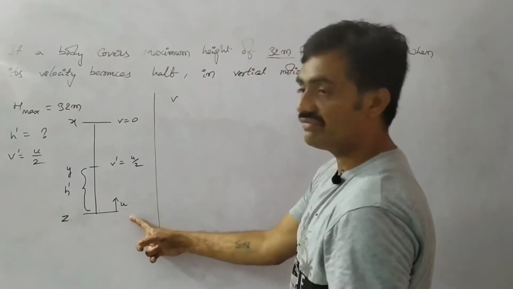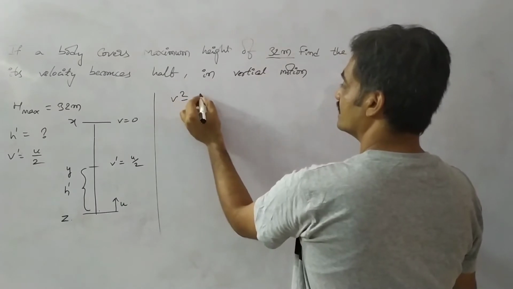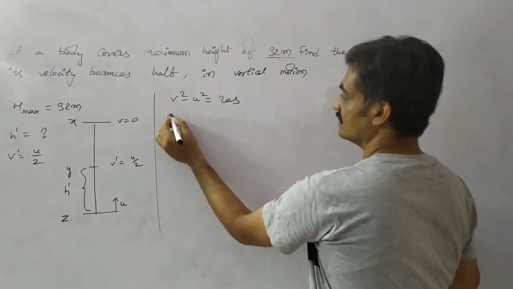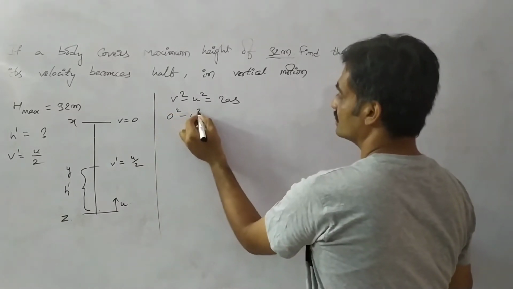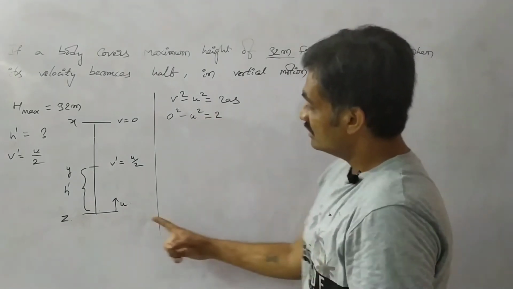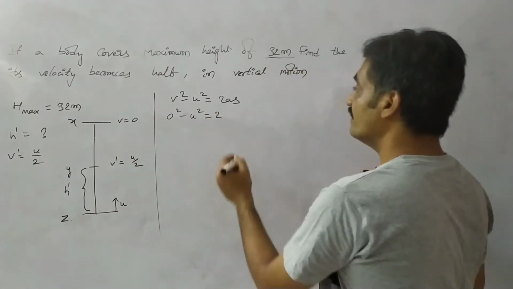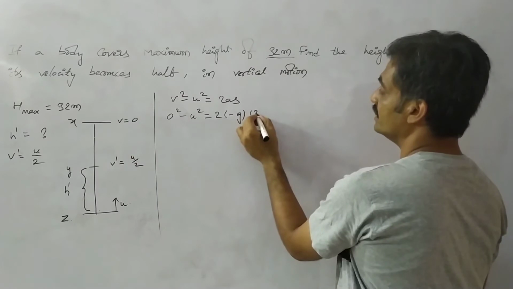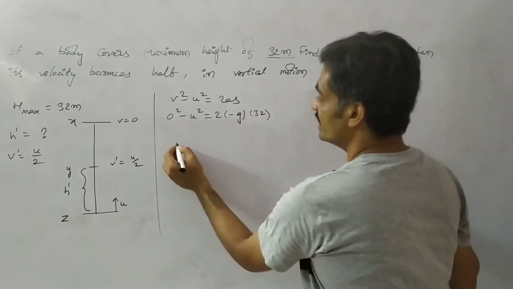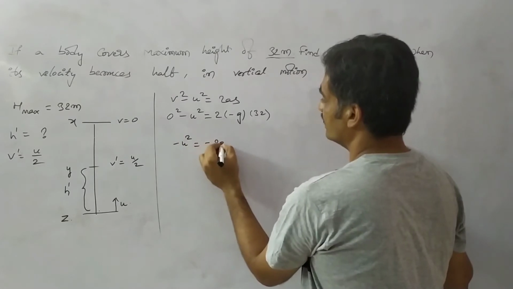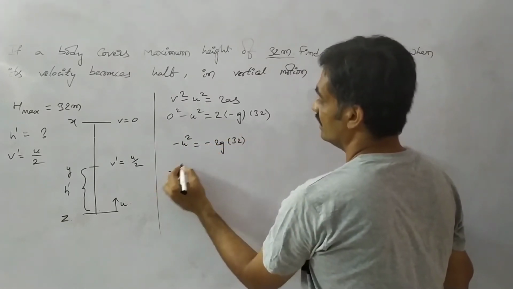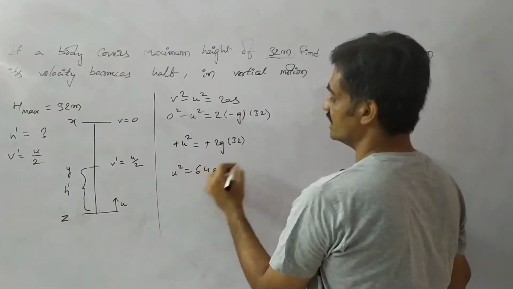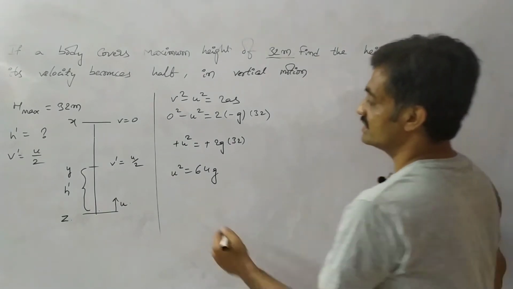So let's consider the total equation. Why? Because here we have to find the initial velocity. Let us consider the equation v square minus u square equals 2ax. Observe that the final velocity is 0. So 0 square minus u square equals 2 into, the body is traveling in the upward direction, so acceleration due to gravity is minus g, into s, which is the maximum height 32. So we have minus u square equals minus 2g into 32. Minus and minus get cancelled, and we have u square equals 64g.